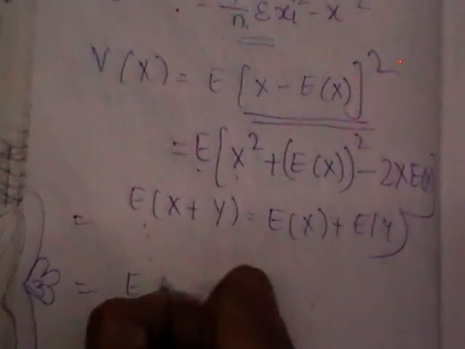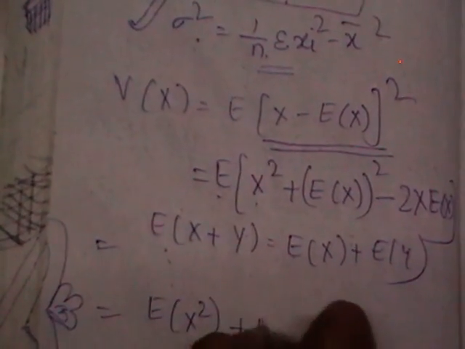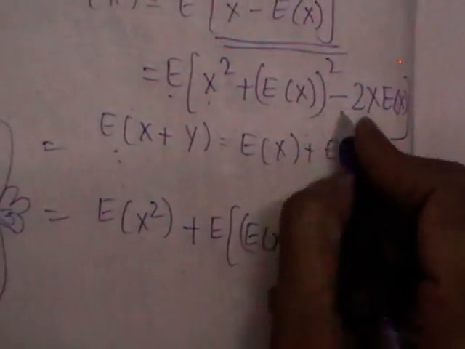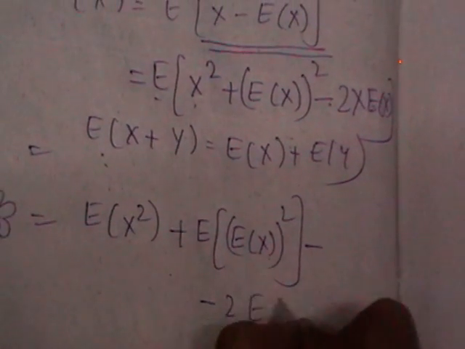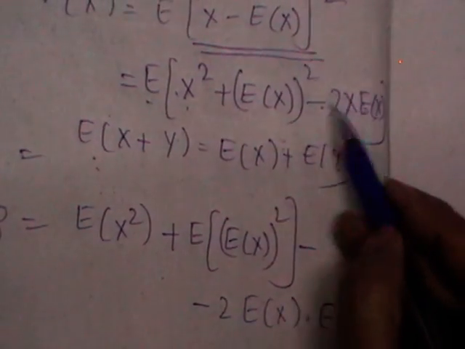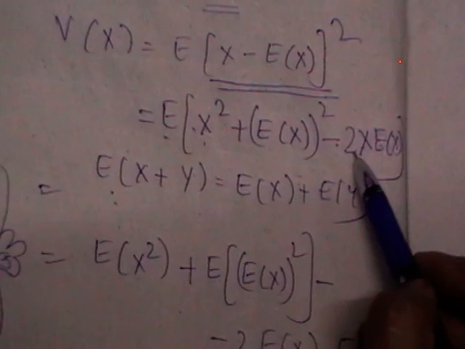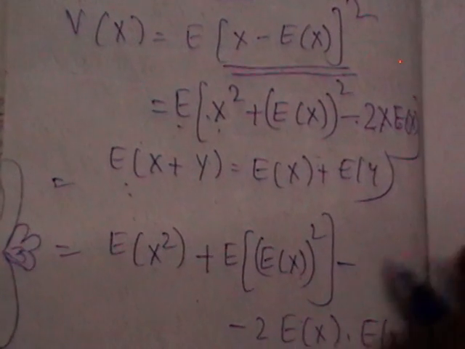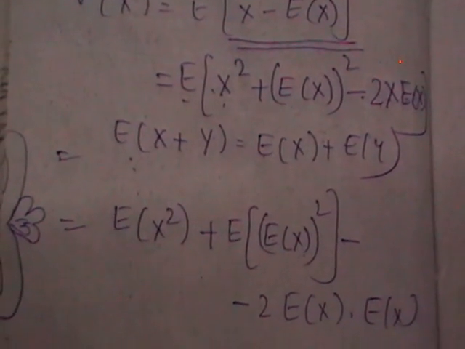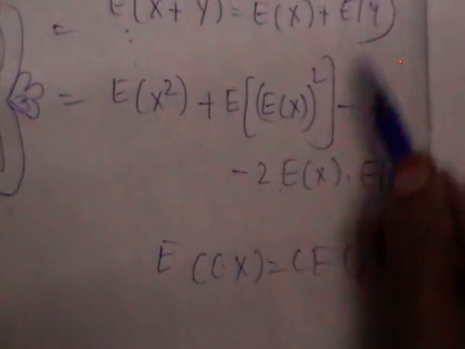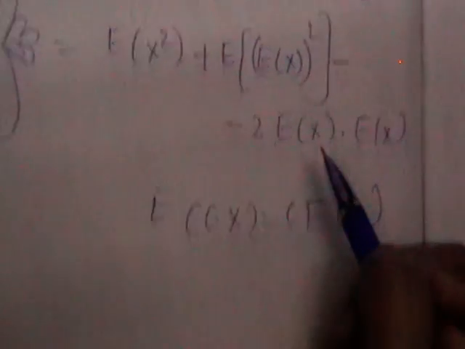So this will be E of x square plus E of x whole square minus 2 E of x into E of x. When we apply E for this, 2 is a constant. You know that the expectation of a constant is the constant. We have done some results on expectations: E of cx is c into expectation of x. As 2 is a constant, I took 2 out of the expectation. So E of x into E of x, and I got E of x square.